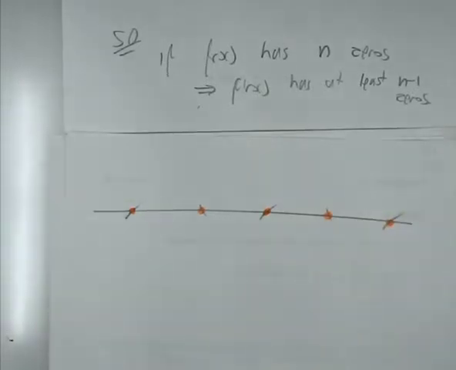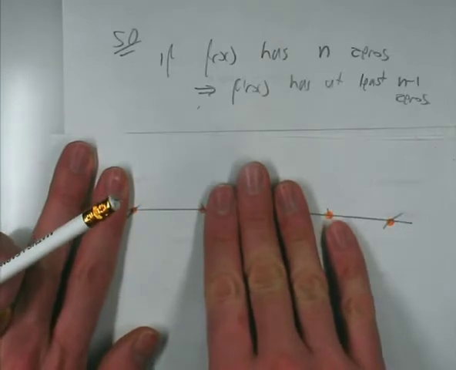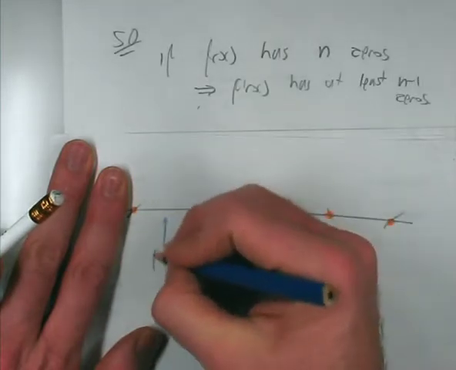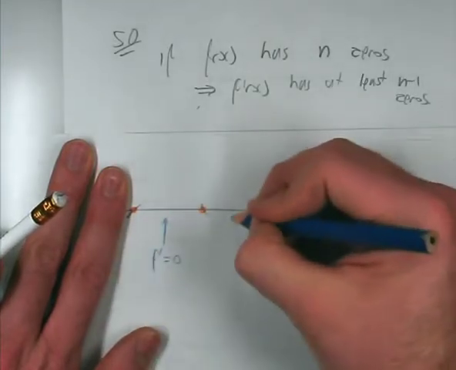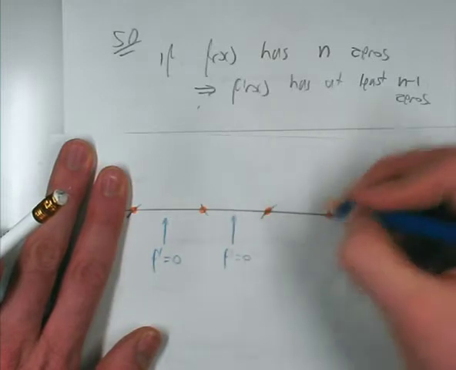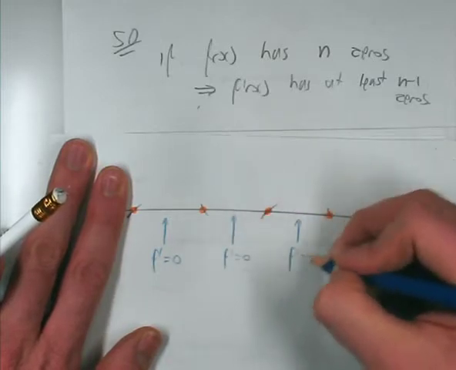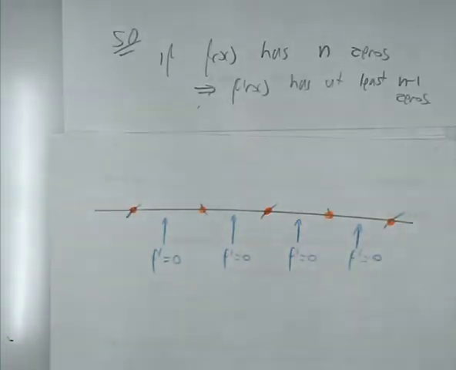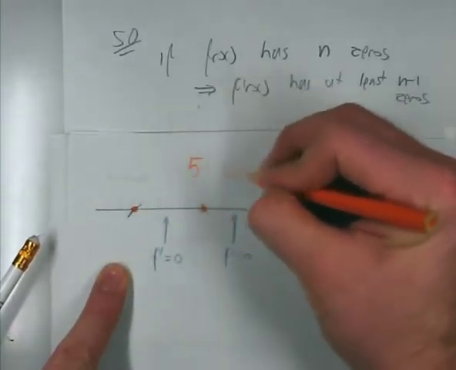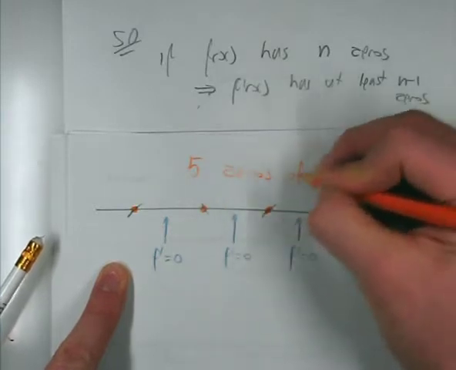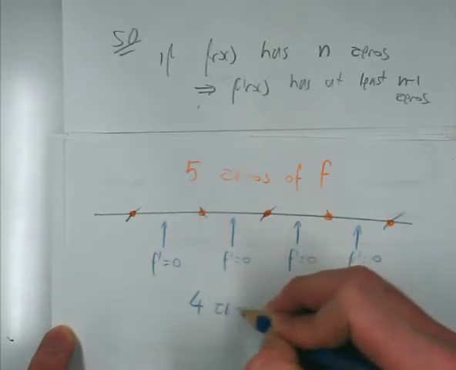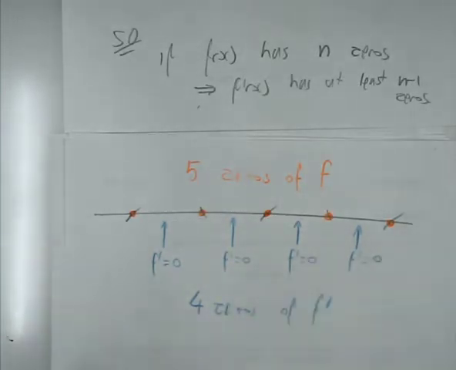If you act Rolle's theorem just upon this bit, it says there's a zero of the derivative here. So somewhere in the middle, f dashed equals 0. Somewhere in the middle of this one, f dashed equals 0. Somewhere in the middle of this one, f dashed equals 0. Somewhere in the middle of this one, f dashed equals 0. So what we've got is 5 zeros of f, and that's telling us that there must be 4 zeros of f dashed. So n minus 1.